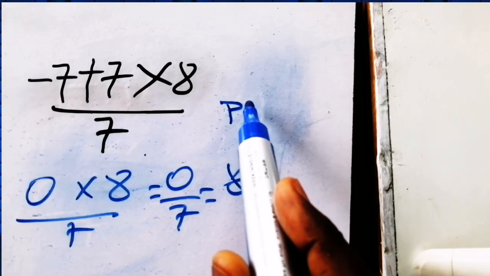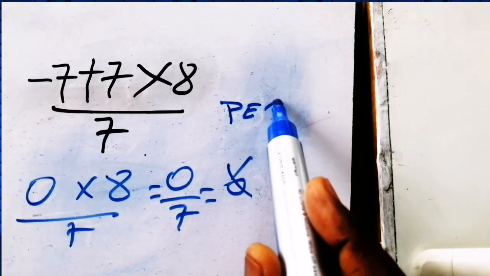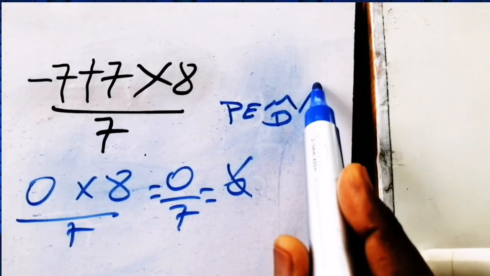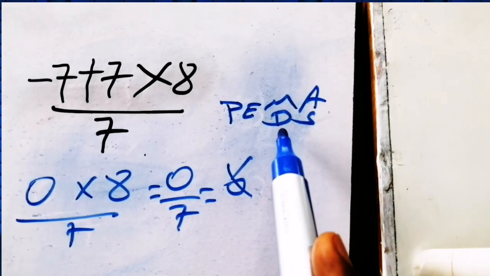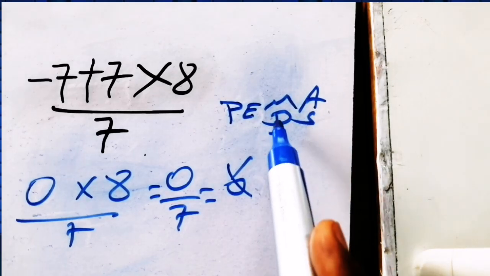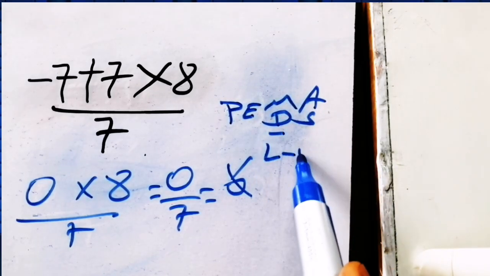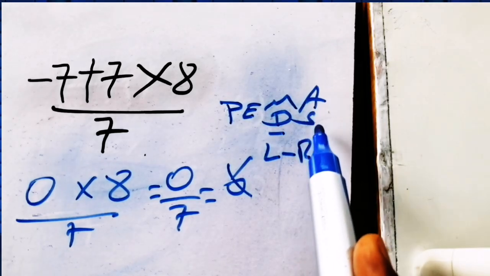first we have to do parentheses, then exponent, then multiplication or division, and finally addition or subtraction. Okay, multiplication and division has higher priority. We have to work from left to right. The same applies to addition and subtraction.